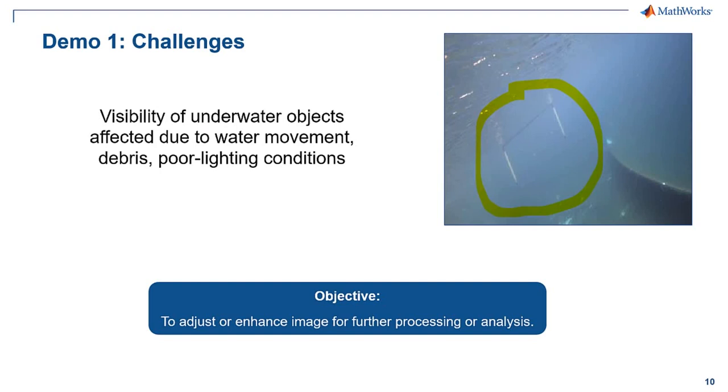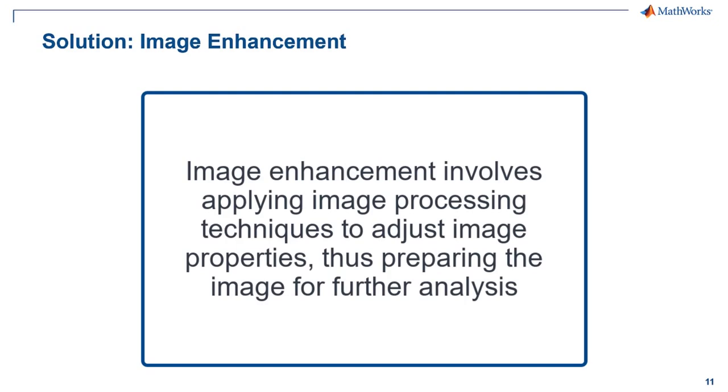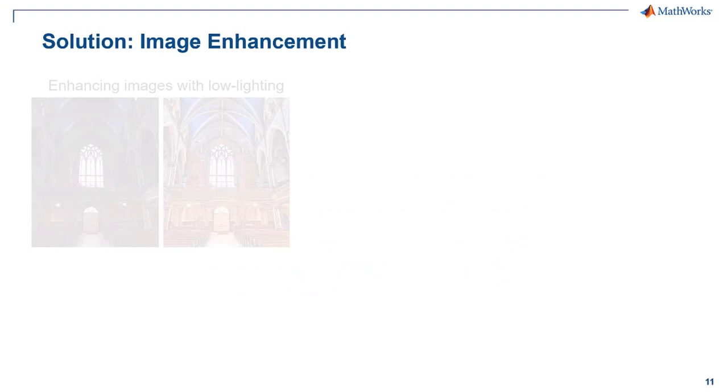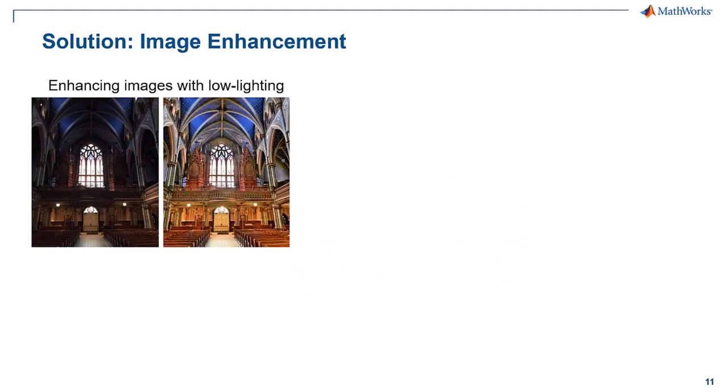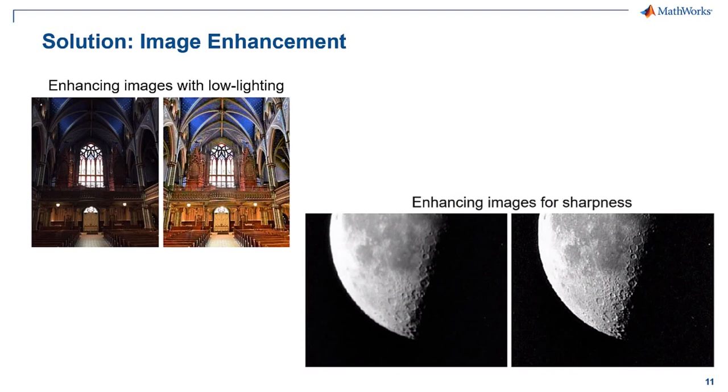The solution for this problem is image enhancement. Image enhancement involves applying image processing techniques to adjust image properties, thus preparing the images for further analysis. For example, improving low lighting conditions in images to improve visibility of objects, or increasing sharpness to improve visibility of certain features like edges in an image.